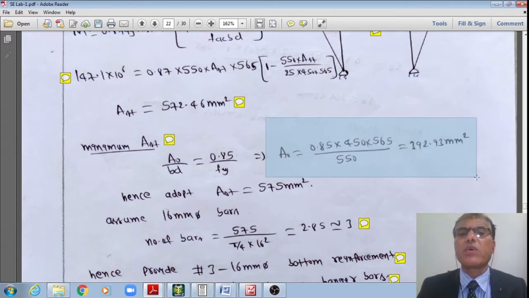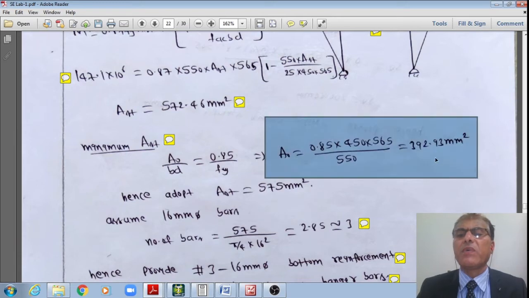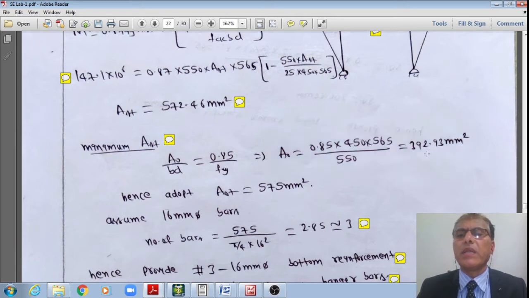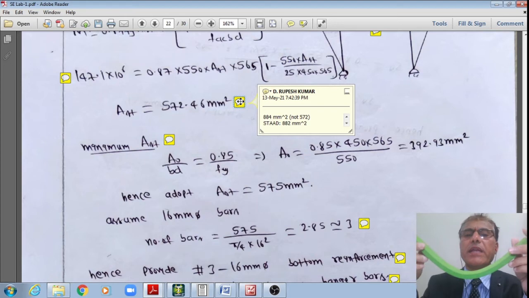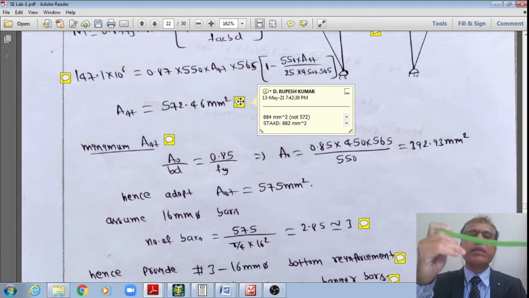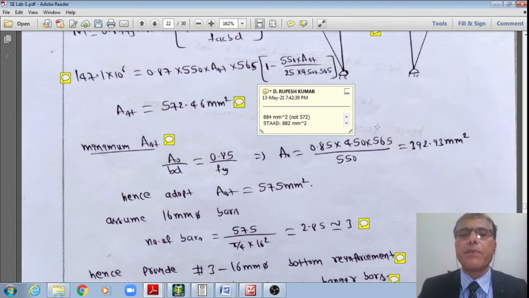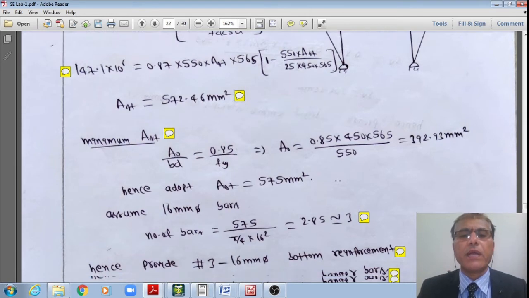Upon substitution, 0.85 multiplied by b, 450, multiplied by 565, divided by 550, I require just 393 mm square approximately. But what I got from the flexure point of view is 884. Therefore, 884 is greater than 392, so the minimum area of steel will not govern. Only the design area of steel from the flexure point of view will govern.